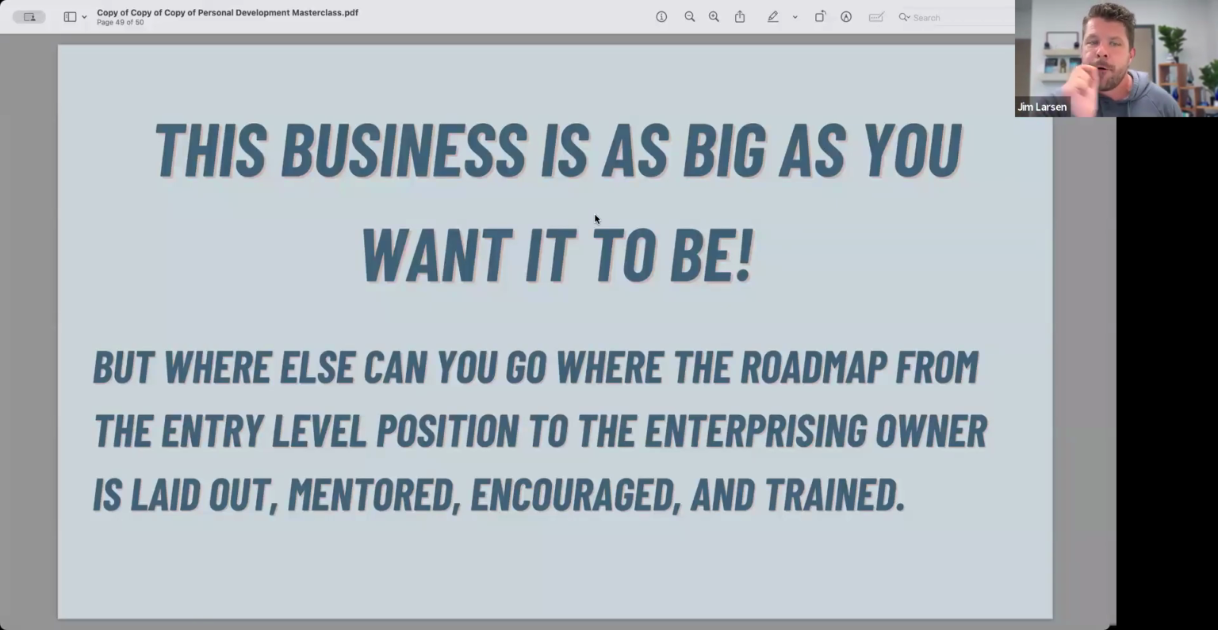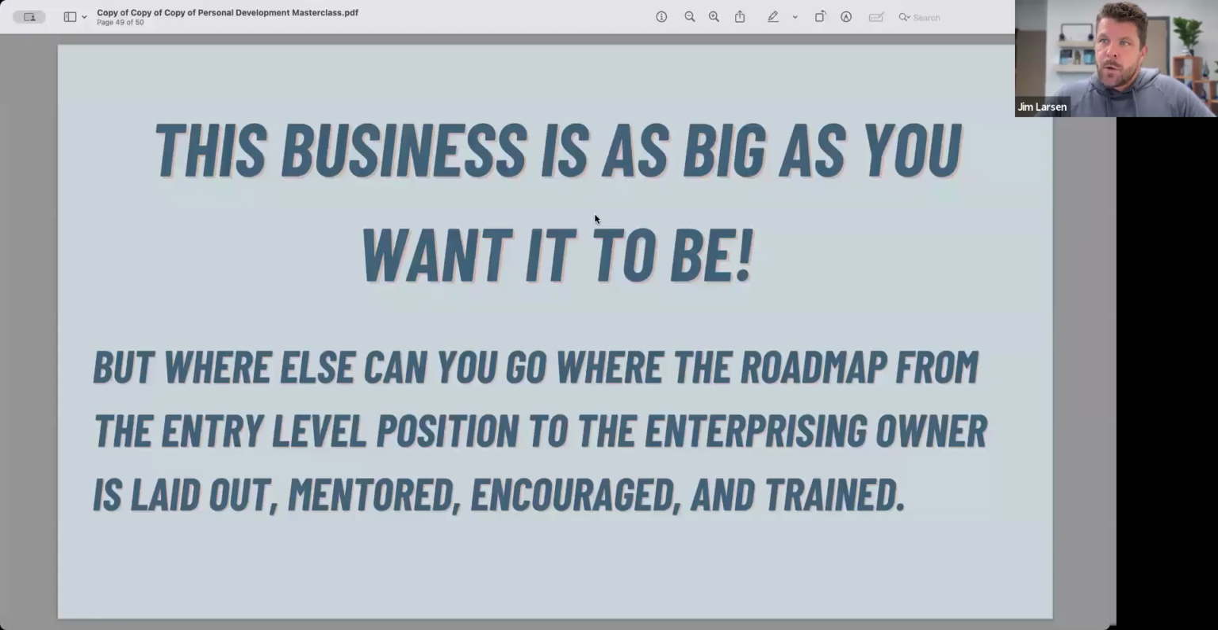But where else can you go where the roadmap from entry-level position to the enterprising owner is laid out, mentored, encouraged, and trained? Tell me that. Where are you going to go? Where are you going to plant your flag? Where the pathway from your first day in the door on the phones all the way to enterprising owner is not just there for you as a possibility. It's laid out, it's mentored, it's encouraged, and it's trained.